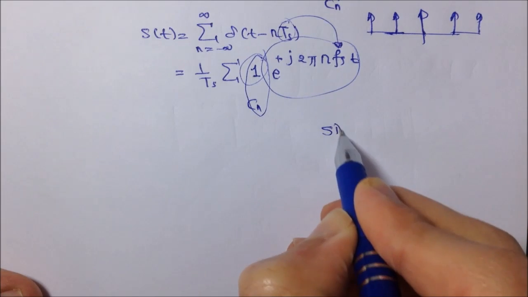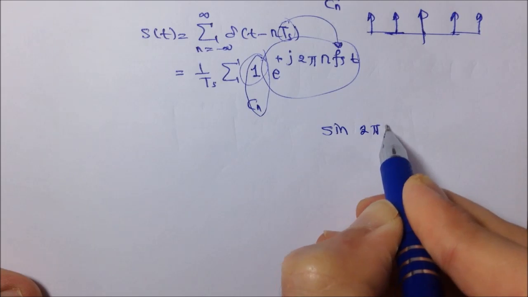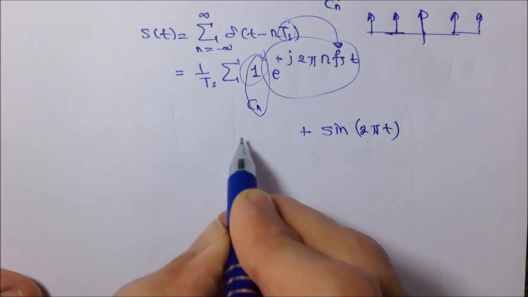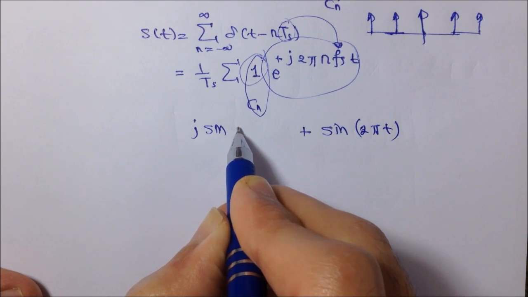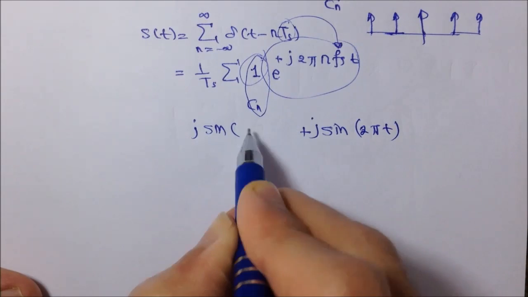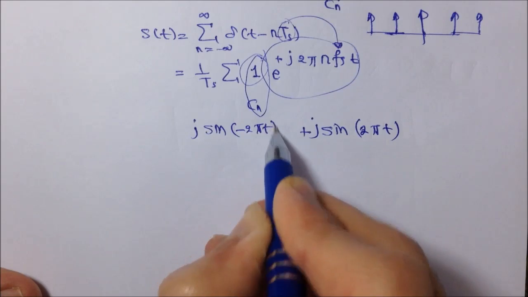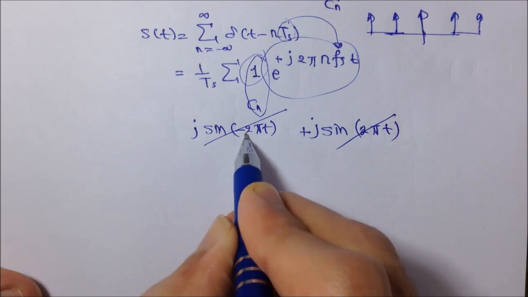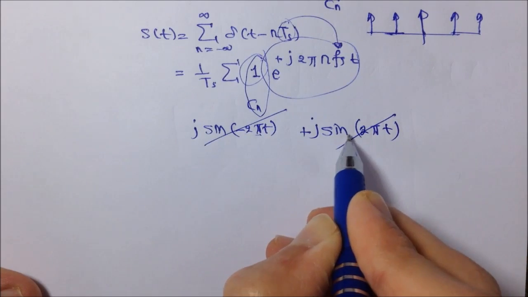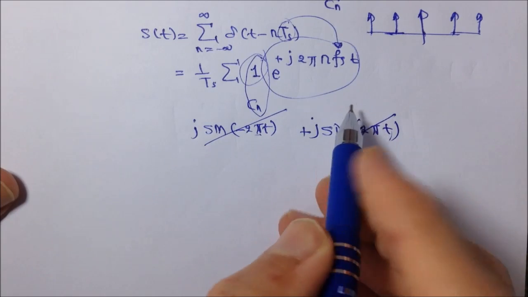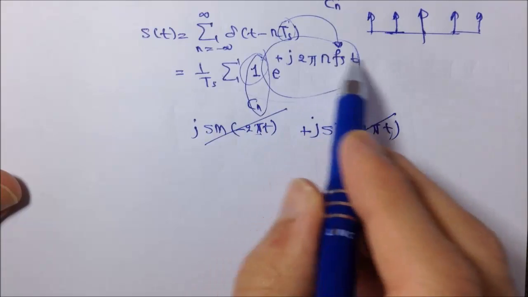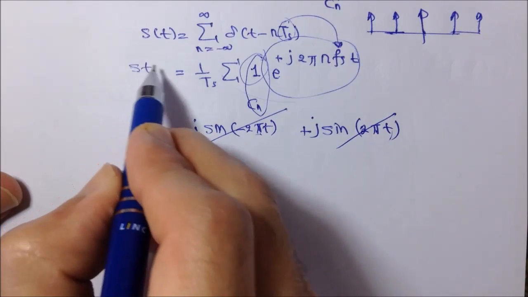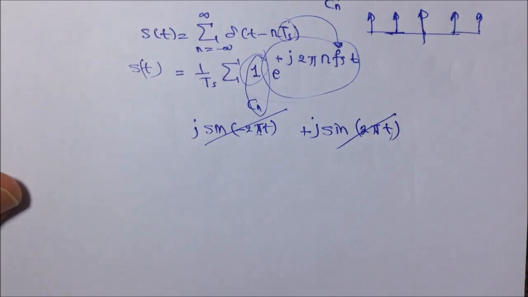I mean, sine 2 pi t is going to be added with sine minus 2 pi t. They are going to cancel each other because sine minus 2 pi t is minus sine 2 pi t. So the sinusoids are going to cancel each other. Only cosinusoids are going to add up to construct s of t, which is a real signal.